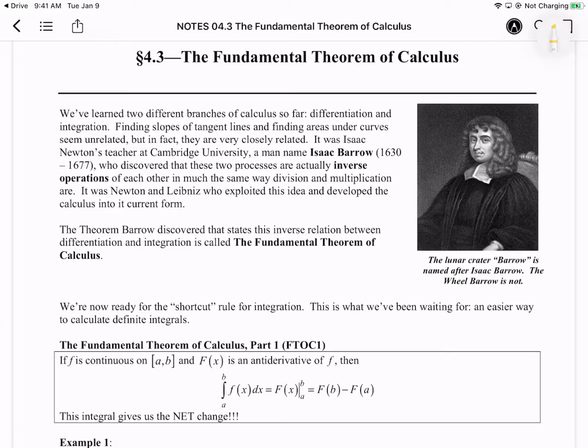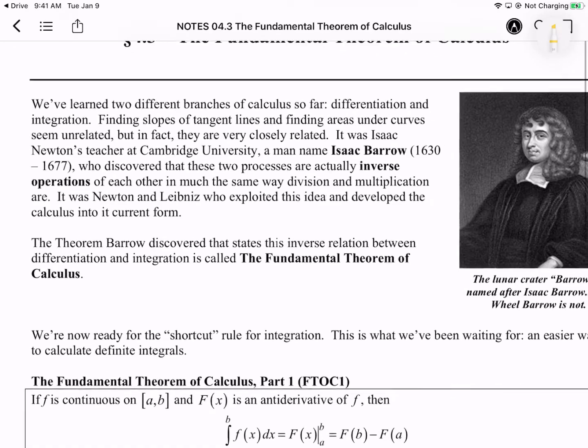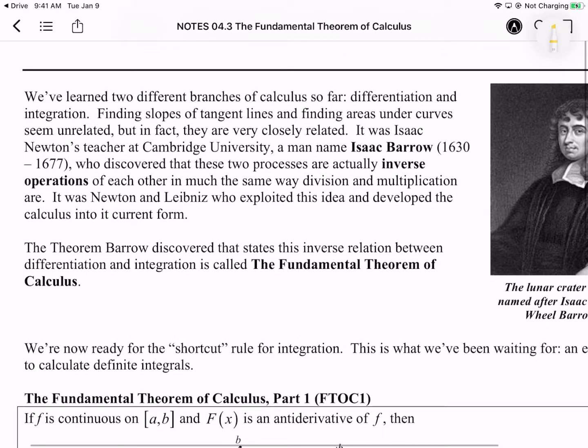Greetings, calculus students. In this next section, we are going to be learning this massive theorem, which is called the fundamental theorem of calculus. It's a very serious name, and it's just a theorem that deals with integrals, which we're learning about right now. So far, we've learned about two really big different branches of calculus, differentiation and integration. Even though these might not seem very similar, since differentiation is all about finding slopes and tangent lines, and integration is all about finding the areas under curves, they are actually very related.